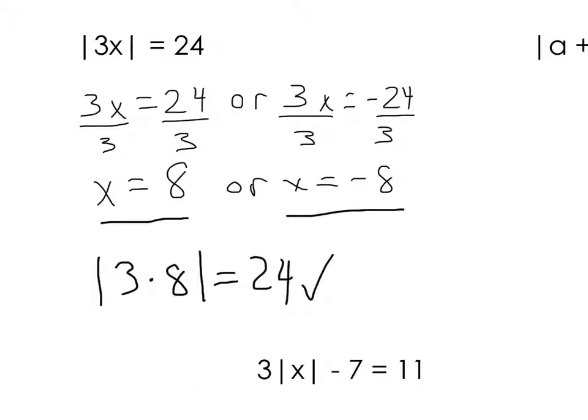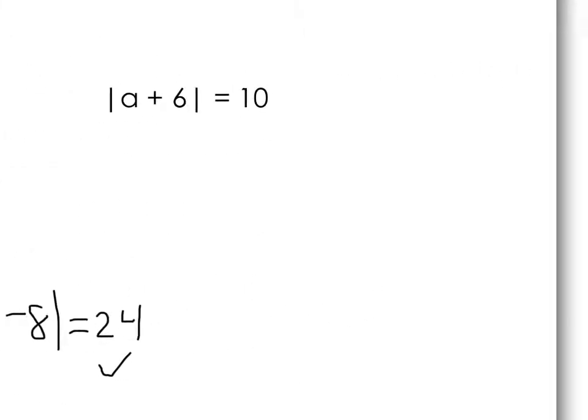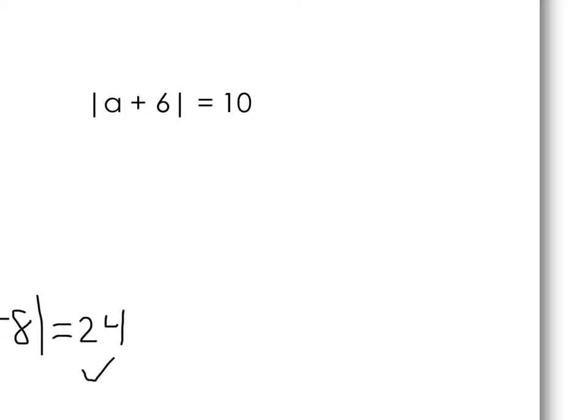What about x equals negative 8? Let's substitute that into the original problem. 3 times a negative 8 is negative 24. Take the absolute value of negative 24. Do you get 24? Yeah, you do. So that's correct. That is a correct solution. Whenever you can put the solution back into the original equation and you get a true statement, you know that you have worked the problem correctly.